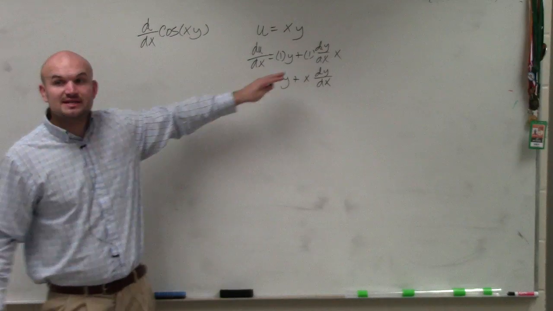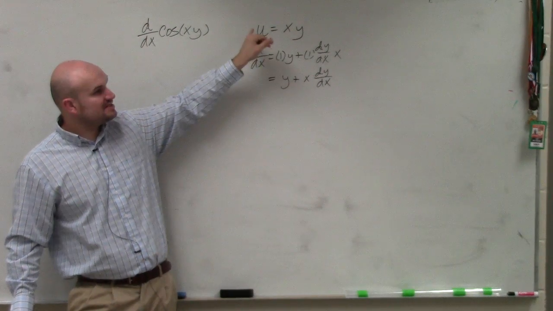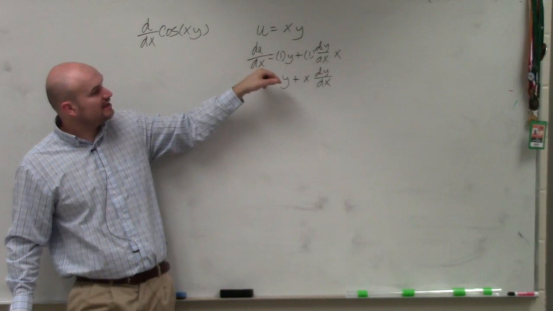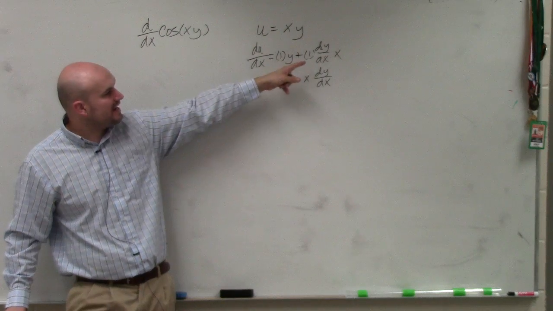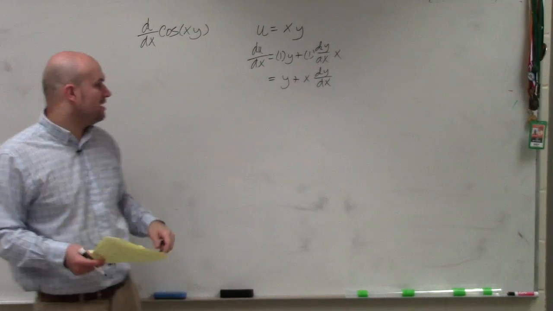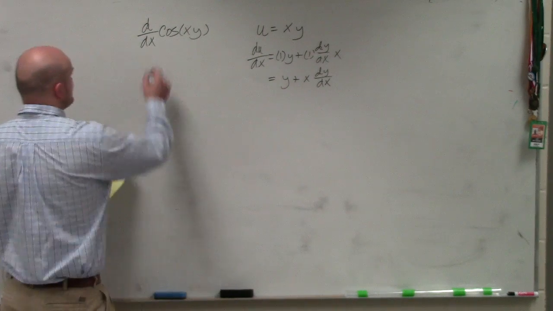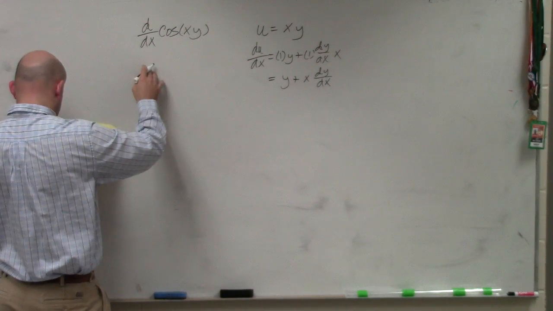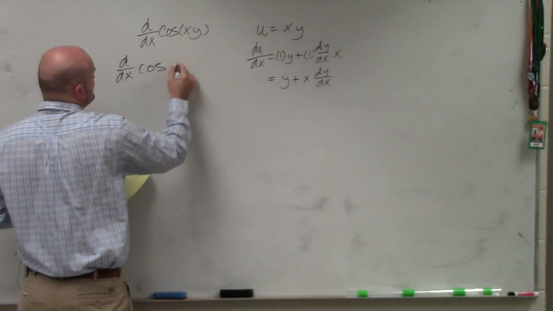OK, so again, that's using some implicit differentiation on the inside. Notice again, I'm just taking the derivative of our u with respect to x. Therefore, I had to include that dy over dx. And now we just go ahead and say my outside function is cosine: d over dx of cosine of u.